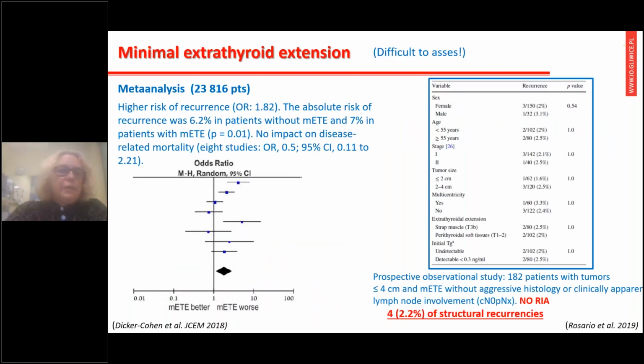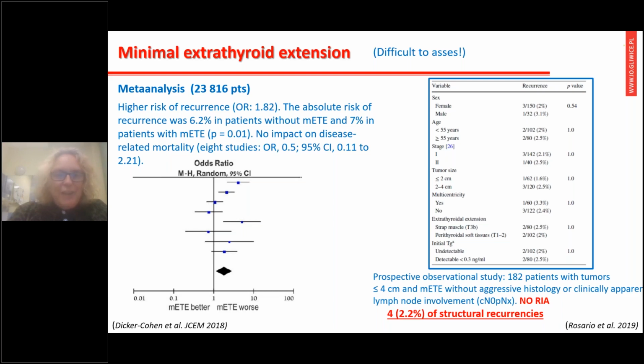And now to address minimal extrathyroid extension, as was mentioned by Agnieszka already, it is also an intermediate group in the risk. But first of all, sometimes it is very difficult to assess. Sometimes there can be scars after the thyroid biopsy, and it's difficult to say whether the thyroid capsule is disrupted by the biopsy or by the tumor. And here we have a meta-analysis of 8 studies, more than 20,000 patients, to assess whether this extrathyroid extension is related to a worse prognosis.